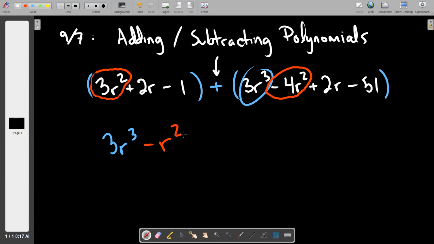I elect not to put minus 1. I hate putting ones. I think it's a bad habit, and I don't want to be a part of teaching you that. If it makes you feel better, you can put minus 1 r squared. Now we head down the line. We're working our way down the ladder to the linear term.